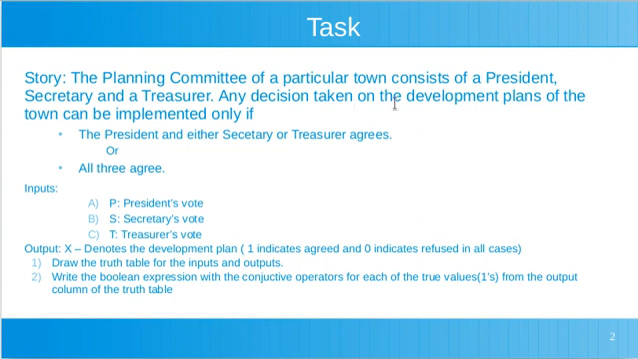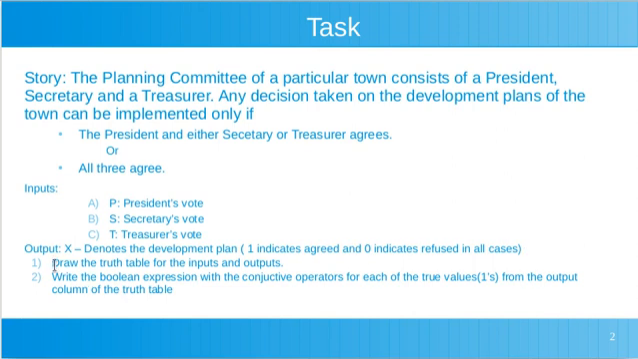Any decision taken on the development plans of the town can be implemented only if the president and either secretary or treasurer agrees. Means the president has to agree, and either the secretary or treasurer agrees, or all three agree. The input will be P for president's vote, S for secretary's vote, T for treasurer's vote. The output will be X, which denotes the development plan. 1 indicates agreed and 0 indicates refused in all cases.